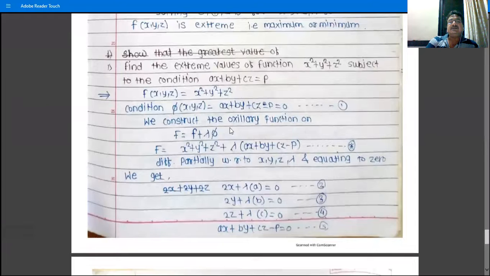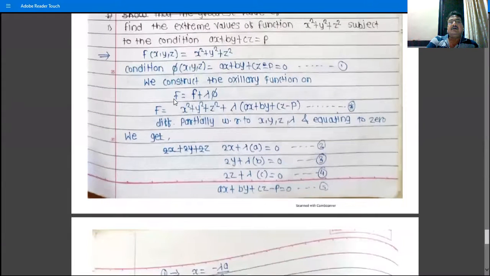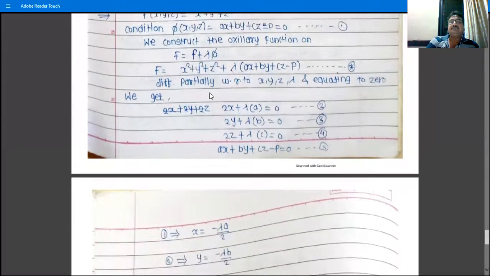Then we construct the auxiliary function: capital F = small f + lambda times phi. That is, capital F = x square plus y square plus z square, the function whose maximum or minimum value we have to find, plus lambda times the condition. So this is the auxiliary function, capital F.